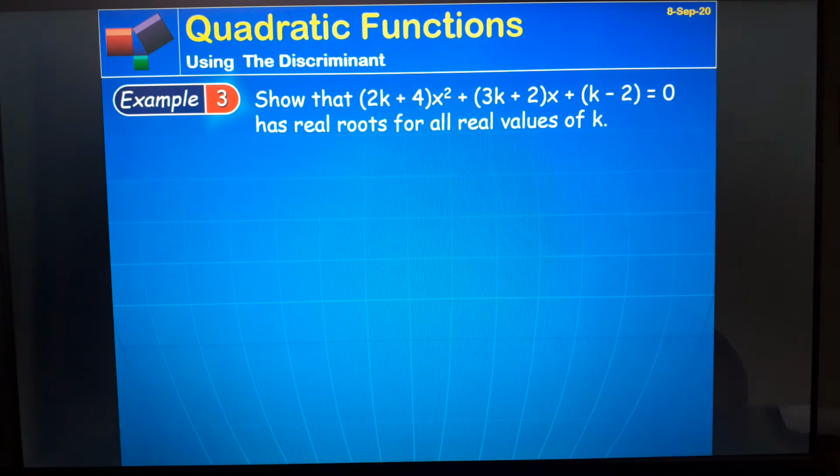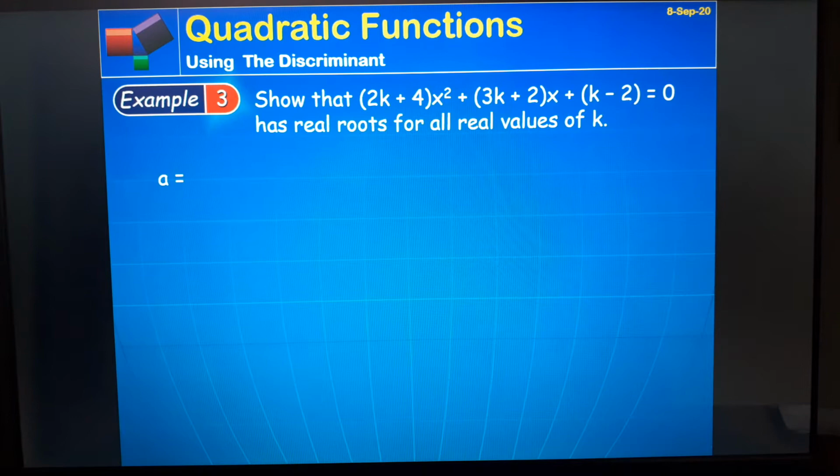So the coefficients are actually a bit more complicated. We've got (2k + 4)x² + (3k + 2)x + (k − 2) = 0. Show that this quadratic has real roots for all real values of k. Okay, so we're asked this time to show that it has real roots. So this is a little bit different.